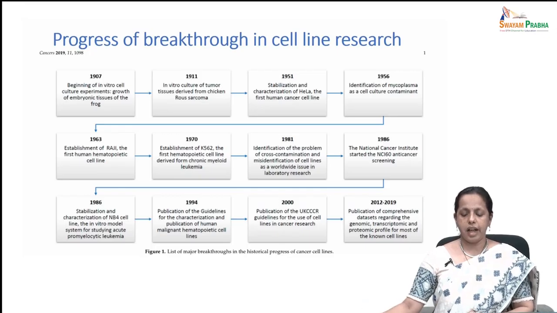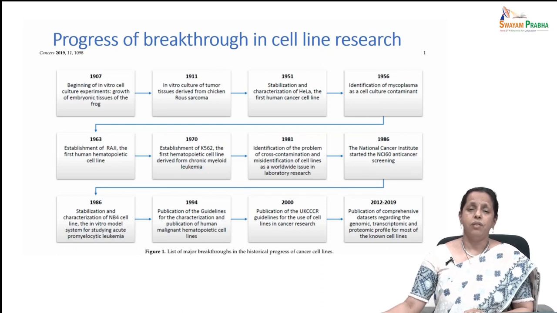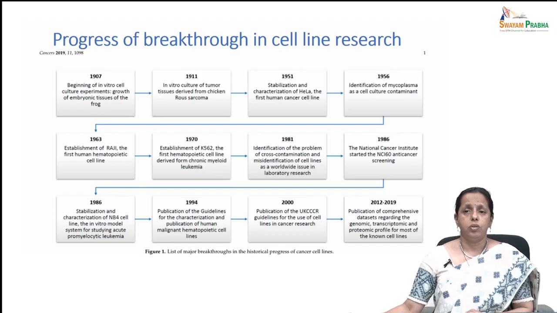So at that time, the National Cancer Institute, which we will deal with in detail in this lecture, was started, and they established the NCI anti-cancer screening. Then several in vitro model systems for studying acute promyelocytic leukemia were established, and many other guidelines were identified. Until now, we have comprehensive data sets regarding the genomic, transcriptomic and proteomic profiles for each of these individual cell lines. For drug discovery, it is very important to establish an authenticated cell line. This NCI screening service has been active since 1990, and it covers around 60 different human cell lines.